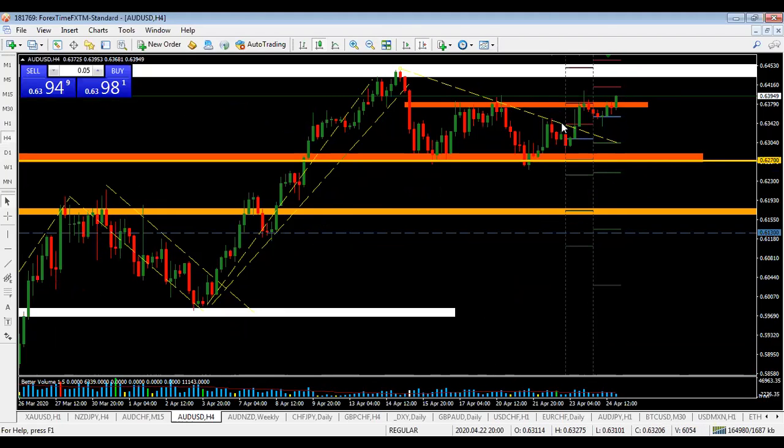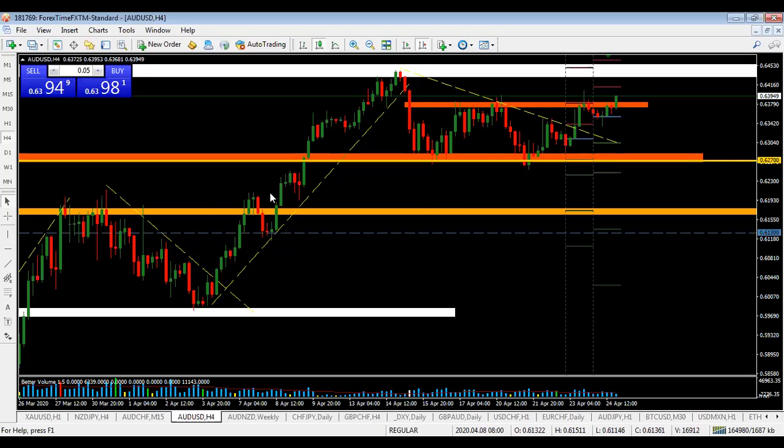We can then see that it broke out of this trend line, and this structure here looks as if it's broken already. So at the moment, for trading purposes, you can't really do anything for now.